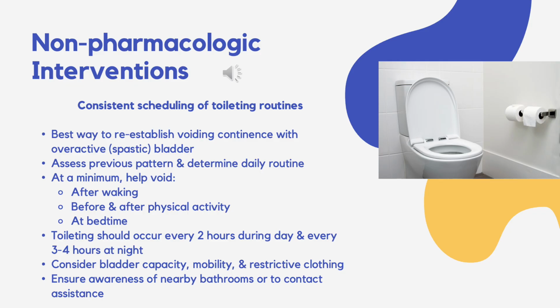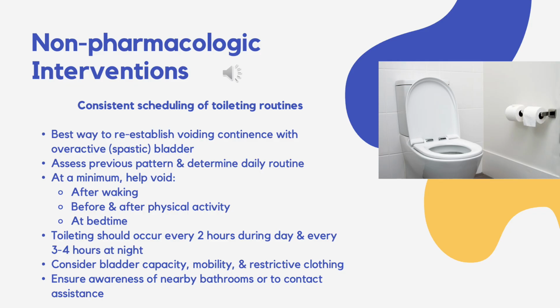So at a minimum, patients need to be assisted to void at specific times throughout the day, including things like after they wake up in the morning, before and after any physical activity, and again at bedtime. And really, toileting should ideally occur every 2 hours during the day and every 3 to 4 hours at night. So this routine reduces the risk of overdistension and incontinence while helping the patient regain some control over their bladder function. So there are several factors that need to be considered to ensure the routine is effective and realistic.